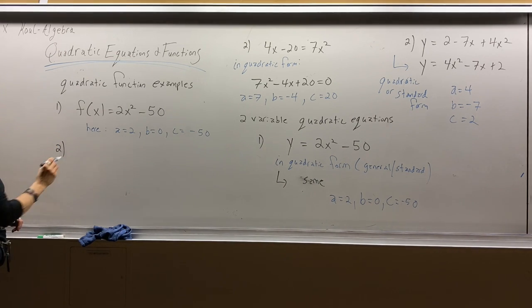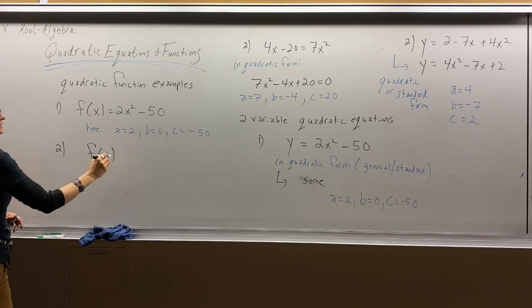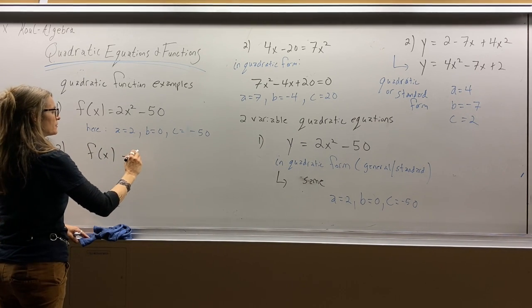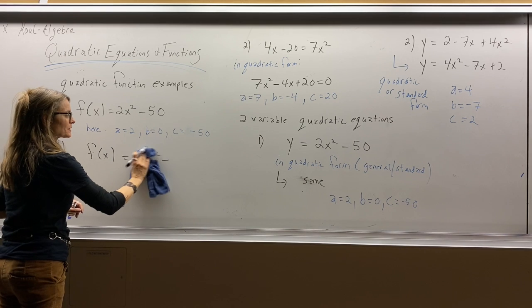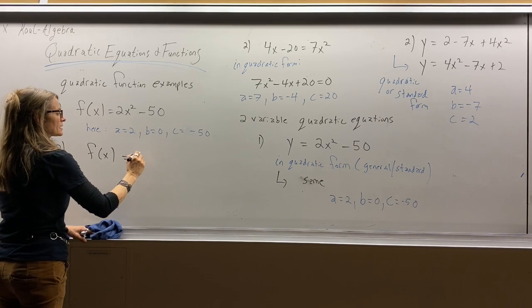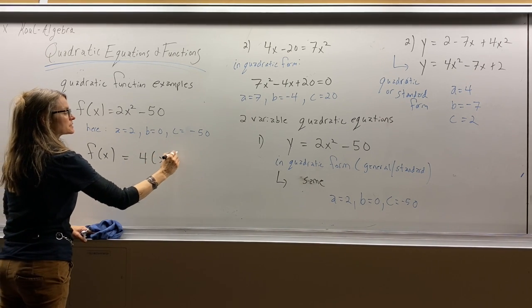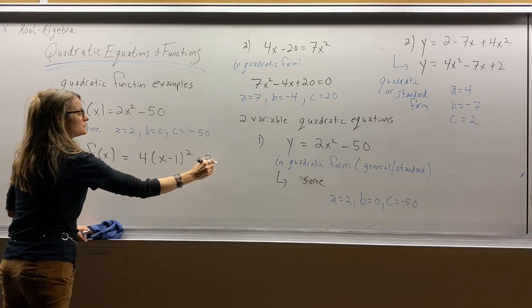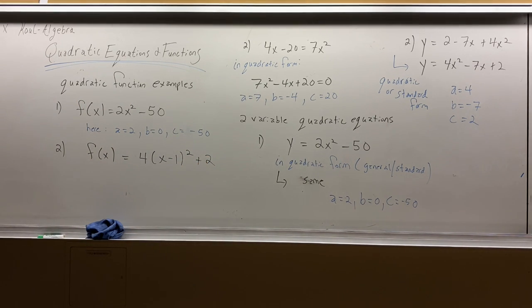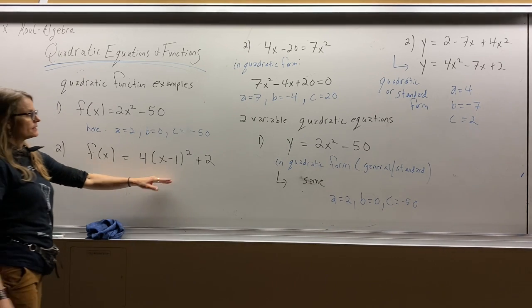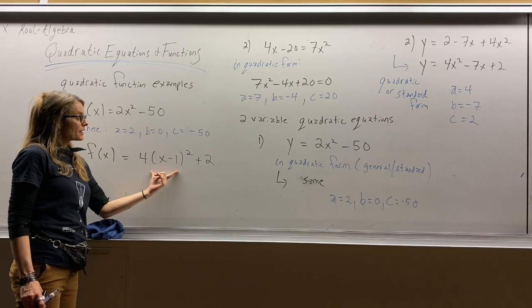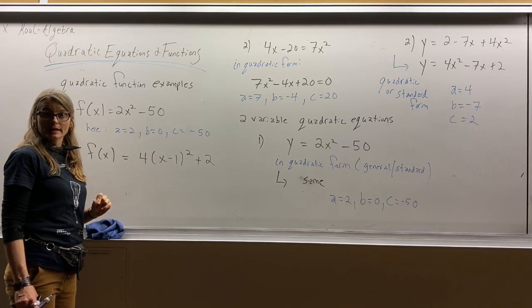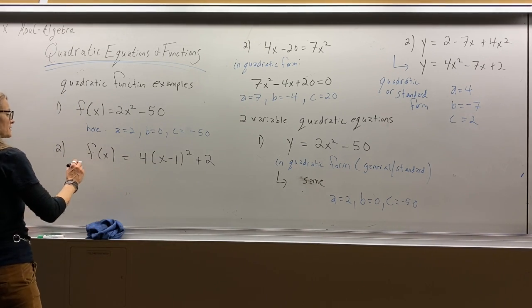Okay. Another example of a quadratic function. Well, here's another one. f of x equals, let's say, 4 times x minus 1 squared plus 2. Here we have a quadratic function as well. It's not as evident as the other ones, but I know that when I multiply this out, I will get an x squared term.